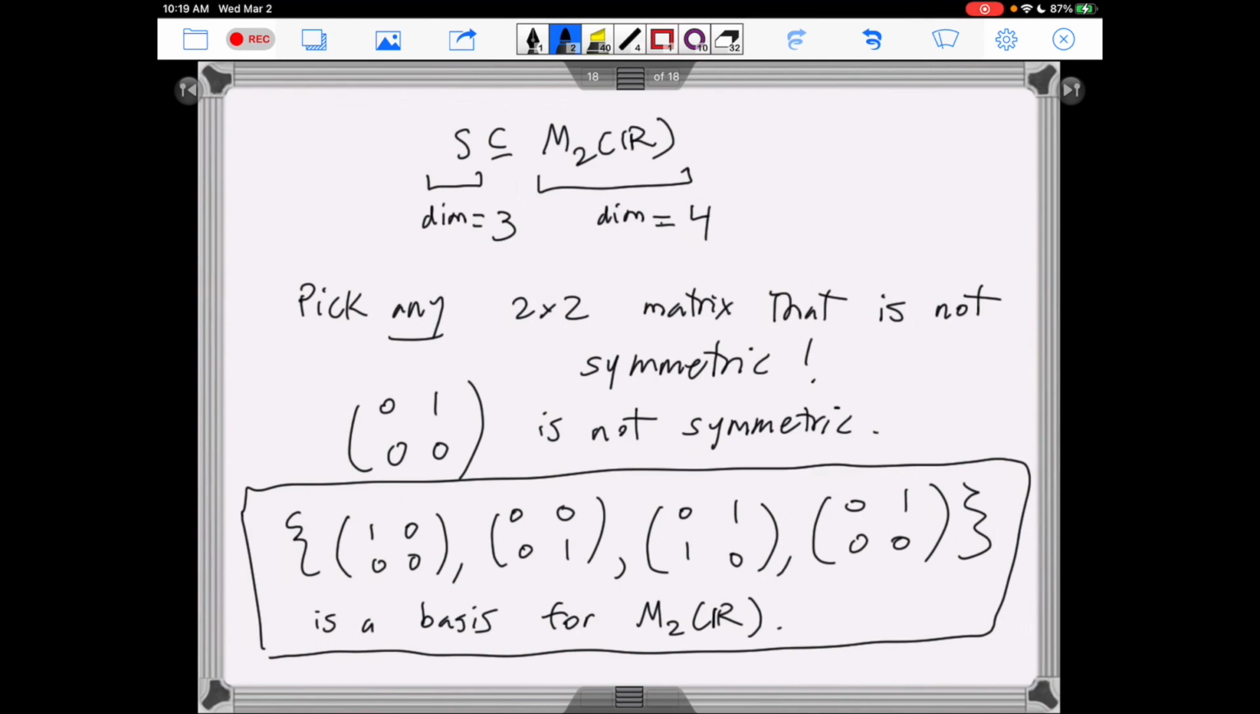Another thing to note is that if the dimensions had been more than 1 away from each other, then this would have been a harder problem, right? Because we would have added 1, and then we would have needed to figure out something that's not in the span of the new basis, which would be a more complicated question. But this was pretty straightforward here, right?